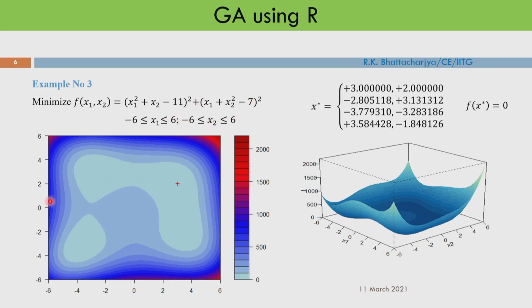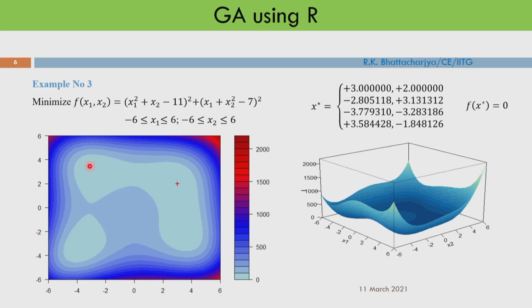As you can see from this contour map, there are a total of 4 optimal solutions and all of them are minima, and these solutions are given here. So, x star equal to 3 and 2. This is in the first quadrant, and then you have minus 2.80518 and 3.13132.